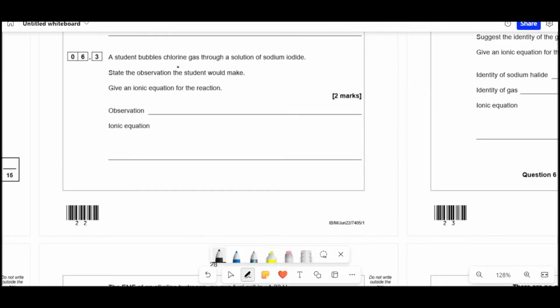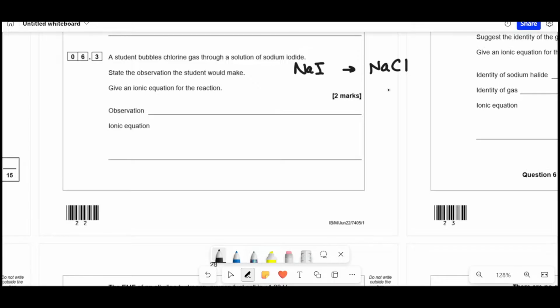A student bubbles chlorine gas through a solution of sodium iodide. State the observation that this student would make. So you should remember that chlorine will displace the iodide ions. So it's going to be NaI. It's going to eventually become NaCl because the chloride ions are going to be more likely to be there.